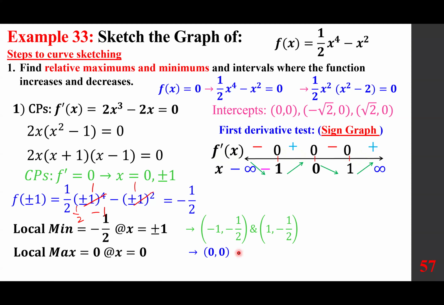Now, where is the function increasing? From -1 to 0, union 1 to infinity. Where is the function decreasing, negative? From -infinity to -1, union 0 to 1. We write that. So we have all the intercepts, increasing, decreasing, local extrema.